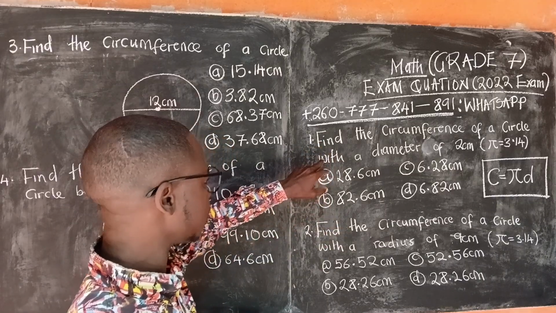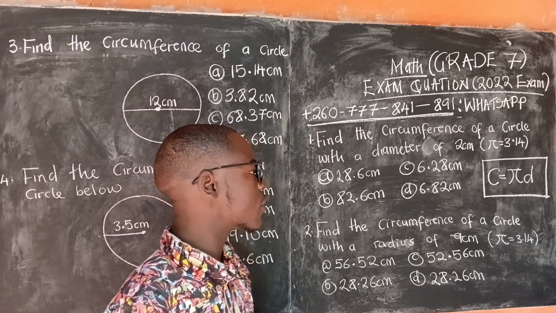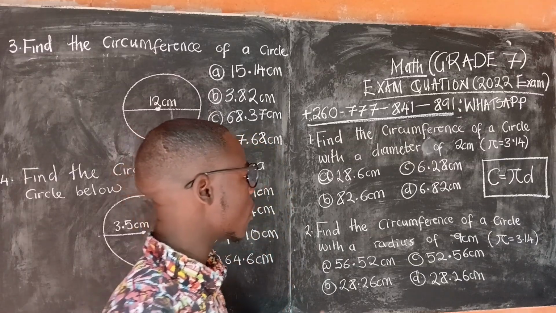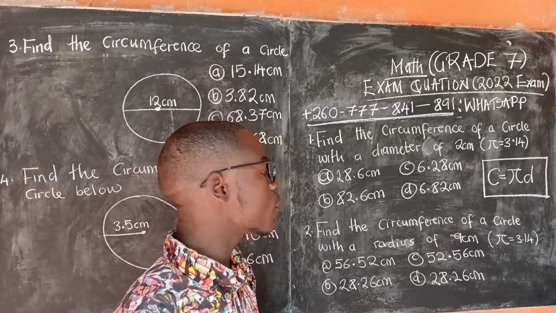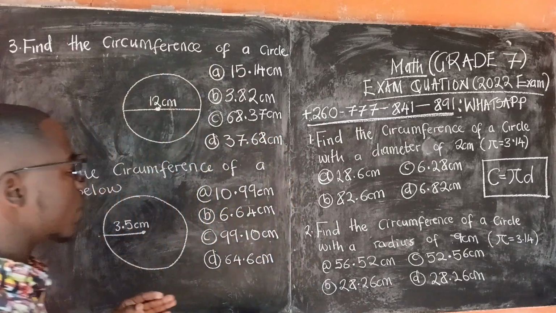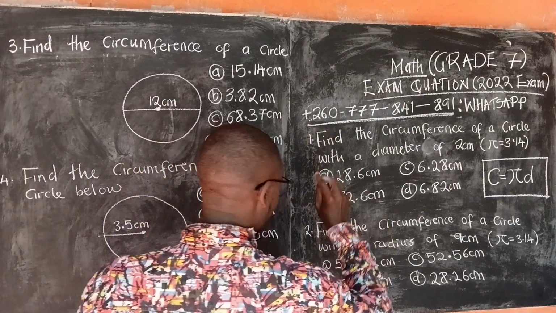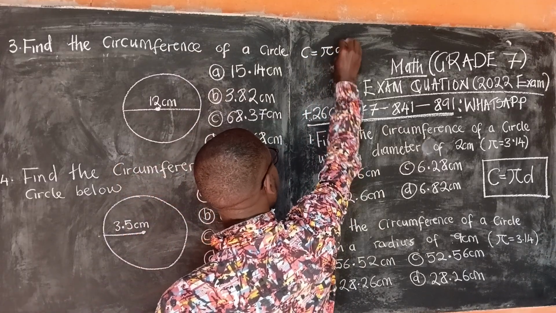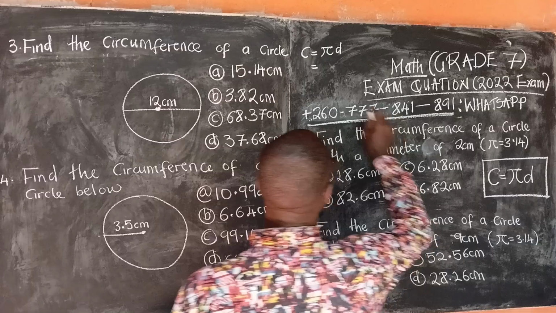The first one says: find the circumference of the circle with a diameter of 2 centimeters. They have already provided the diameter. As I mentioned, the diameter is the distance moved from the circumference to the center, and from the center to the circumference. So the diameter given is 2. Circumference is equal to pi times the diameter. Now what is our pi? They say take pi as 3.14.